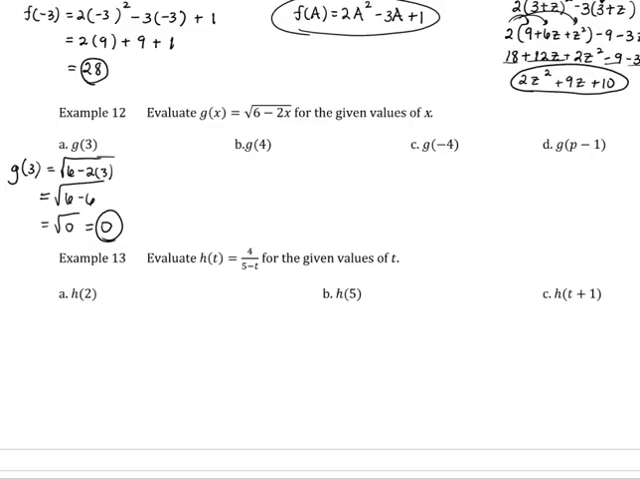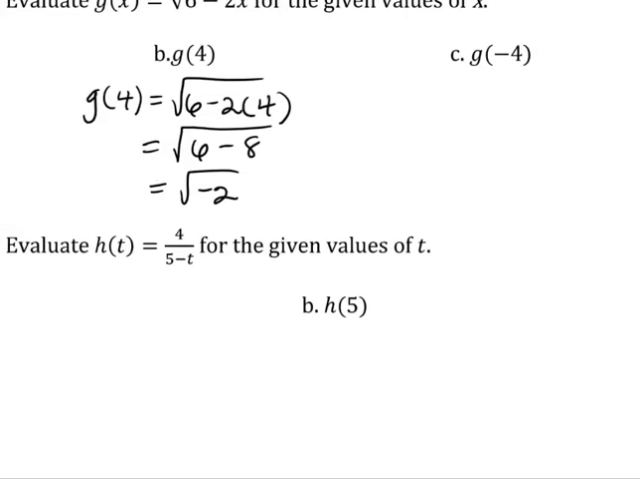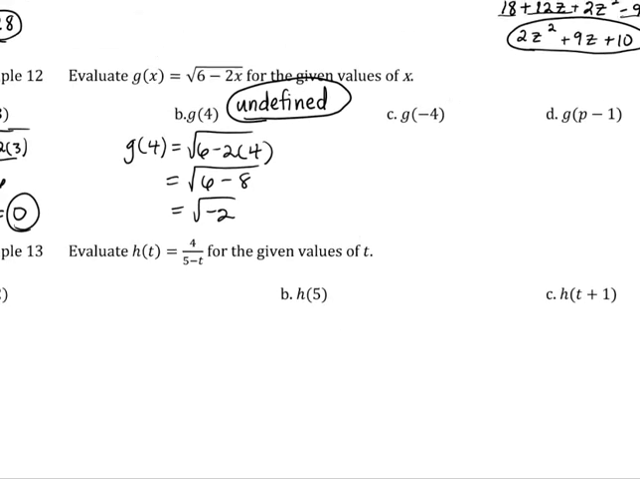For g of 4, we have the square root of 6 minus 2 times 4. Plug 4 in for x. 2 times 4 is 8. 6 minus 8 is negative 2. We cannot take square roots of negative numbers. G of 4 is undefined. You cannot put a negative number under a square root. Please be careful with your notation here.